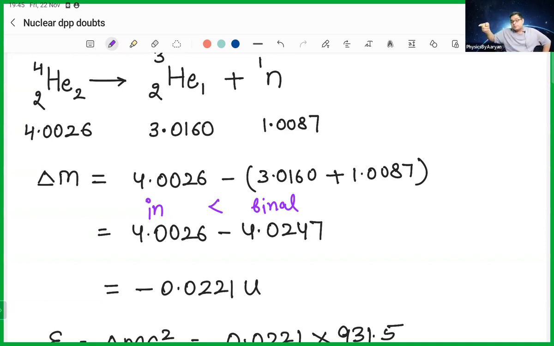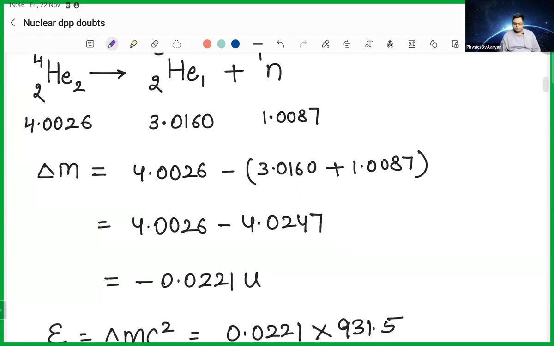If the final mass was less than the initial mass, then energy would have been released, because that extra mass would have gone into energy. So two things can happen. If the initial mass is less and the final mass is more, then who gives this extra mass? I gave the energy, and the nucleus converted that energy into mass and increased its mass. So all I have to do is find the difference in mass.